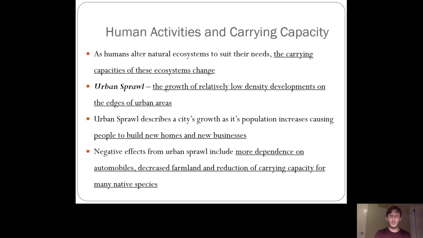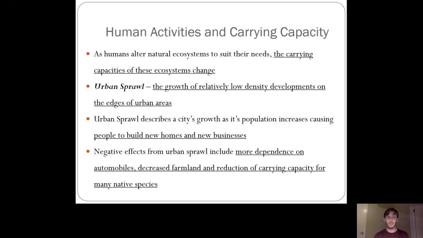Now, humans alter natural ecosystems to suit our needs. So it's hard to say that humans have a carrying capacity, because we're constantly looking at environments and saying, well, we can change this environment to make it more comfortable for us. If a place is too cold, we build heating systems. If a place is too warm, we build air conditioning. If a place doesn't have enough clean water, we build filtration systems. If a place doesn't have enough food, we can work the land and irrigate the land and farm. And we can constantly change our environment.